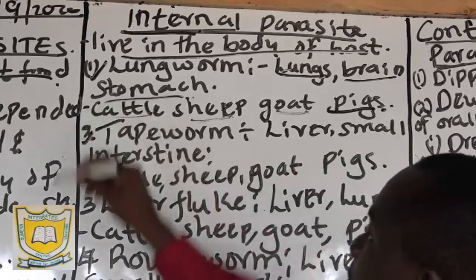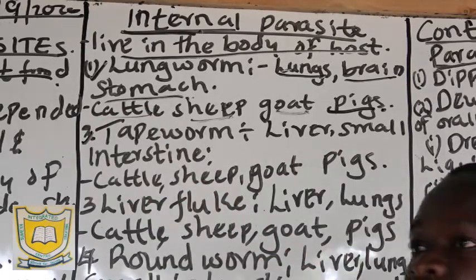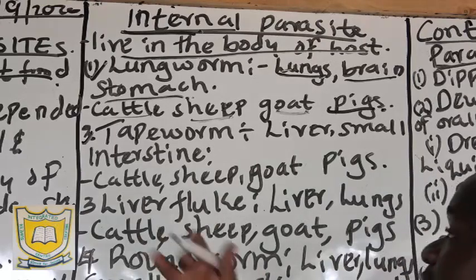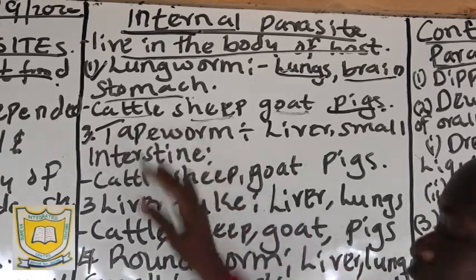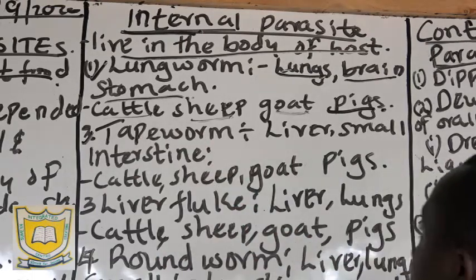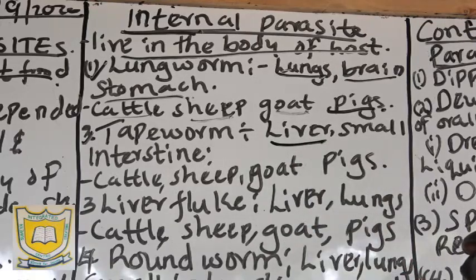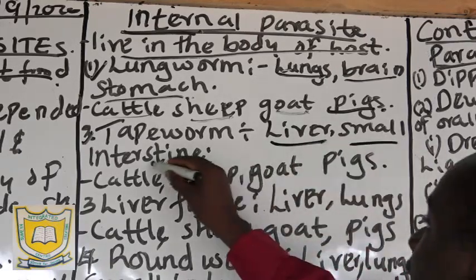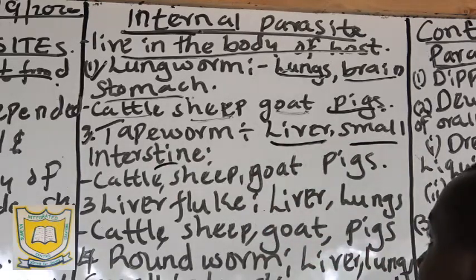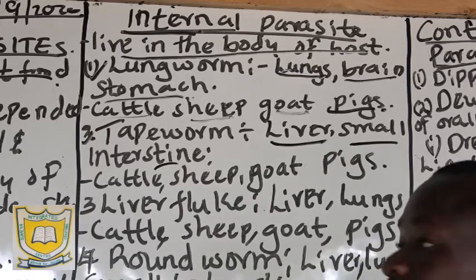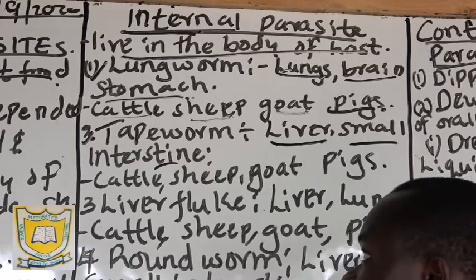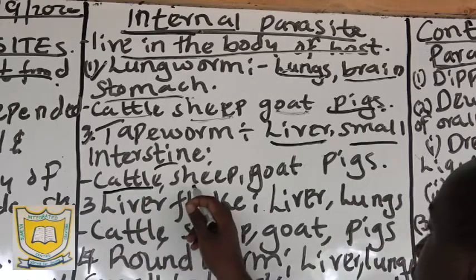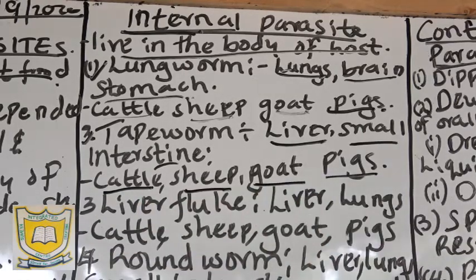The second example of internal parasite is the tapeworm. During our discussion on classification, I gave characteristics of a tapeworm. Now, what are the parts that are affected by this tapeworm? Number one, we have the liver. We have the small intestine. So tapeworm has only two parts mainly that are affected, that is the liver and small intestine. What are the hosts? The hosts of a tapeworm are cattle, sheep, goat, and pigs.